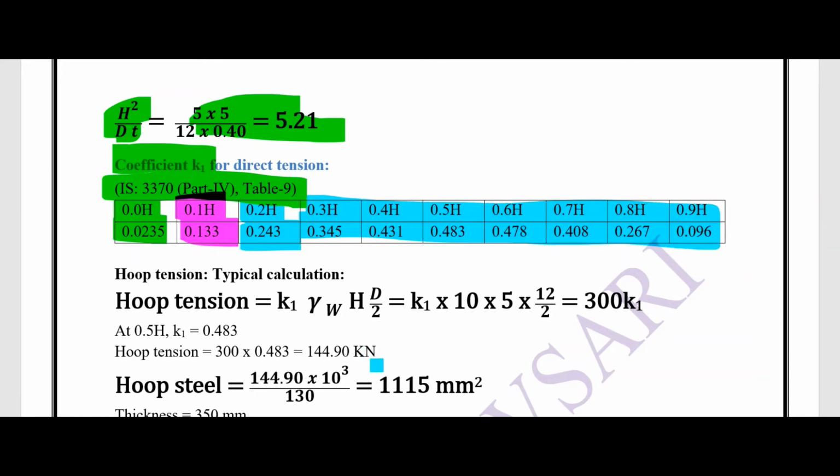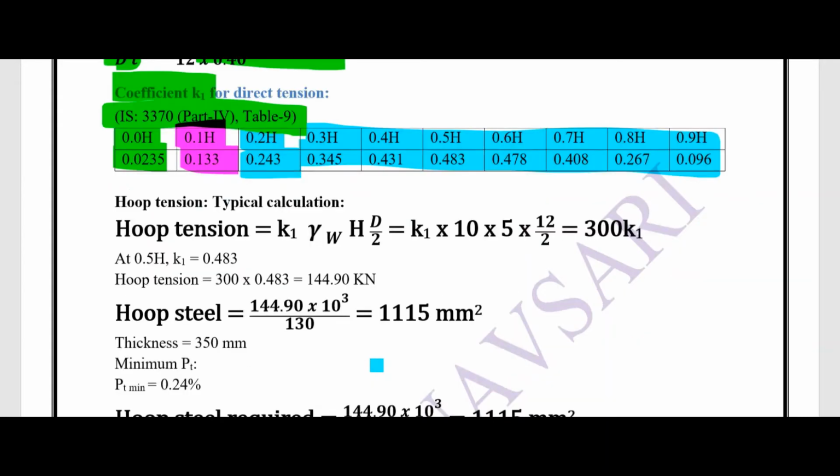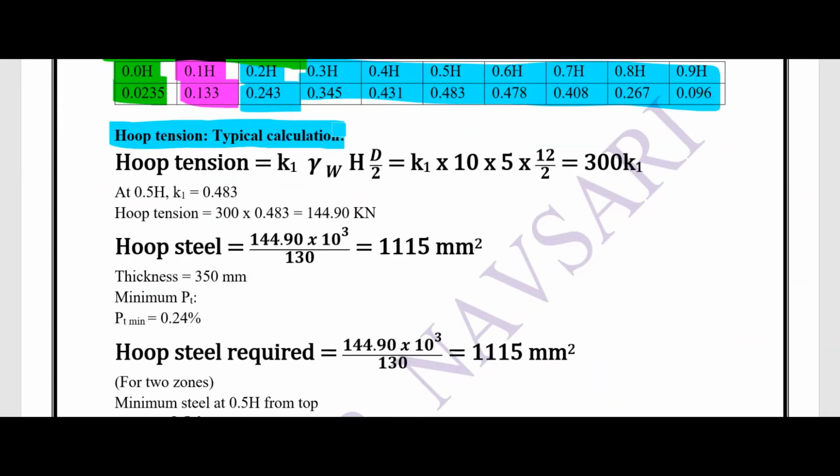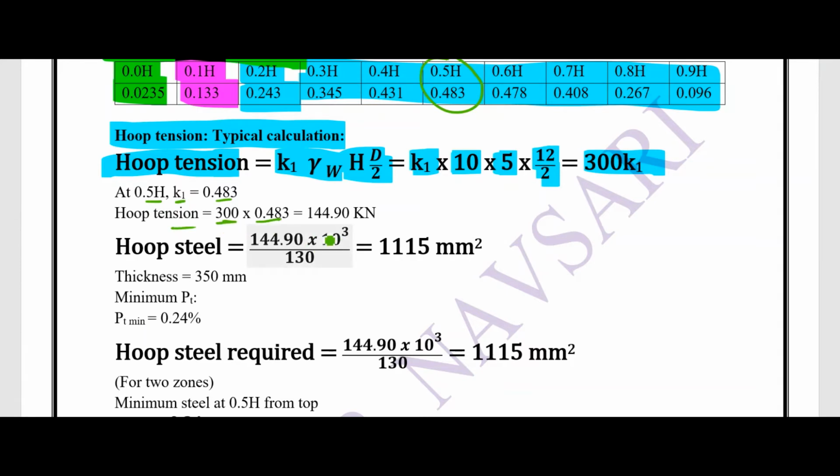Now we are going to design for this hoop tension. The hoop tension is k1 gamma w into capital H into D by 2. So k1 into 10 into 5 into 12 by 2, so 300 k1. Now we are going to calculate k1 for 0.5H. For 0.5H, k1 is 0.383. So hoop tension is 300 into 0.383, so 114.90 k1.